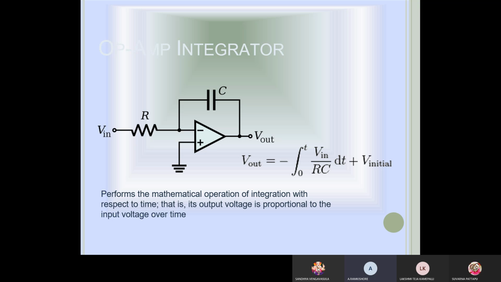For this one, V out is equal to minus the integral from 0 to t of V in divided by RC dt, plus V initial. We get the integrated formula by using the virtual ground. So it performs the mathematical operation of integration, with the output voltage proportional to the integral of the input voltage over time. So this is one of the applications of the integrator.